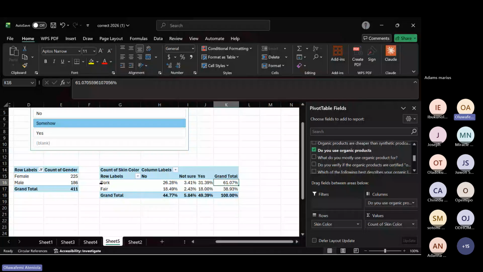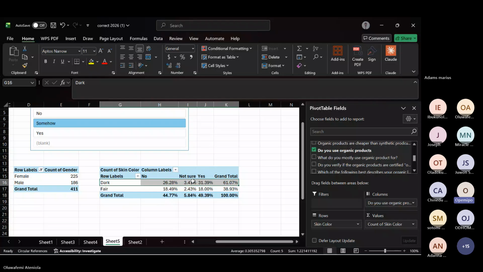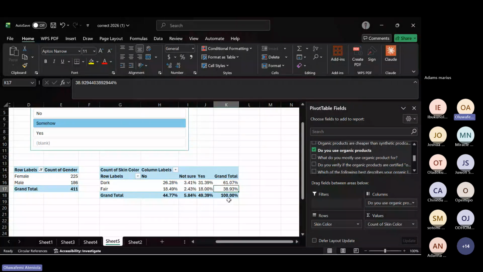61% of them, which belongs to this column, can you see it now? 61% of everybody is dark skin. Is it making sense now with the grand total? Yes. 38% of them is fair. By the time you add both together, you get 100. Are you getting how this distribution is working now?